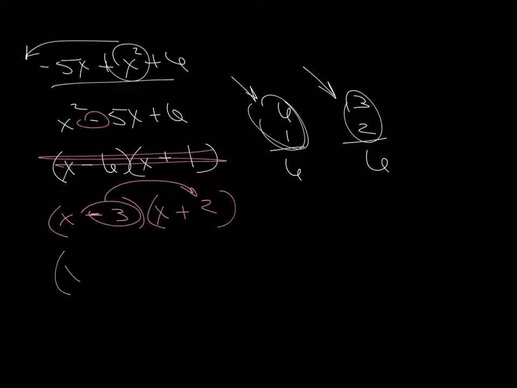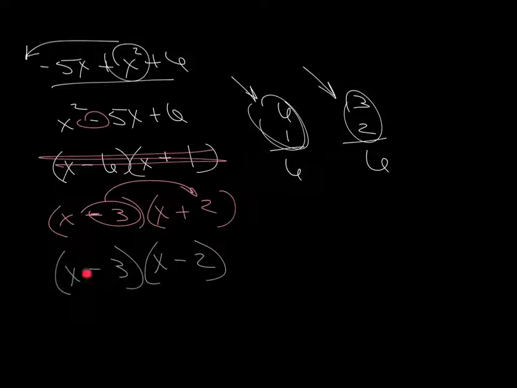So let's leave the numbers the same, but change this to a negative 2. Now what happens? Negative 3 times negative 2 is a positive 6. Negative 3 plus a negative 2 is a negative 5. So that one works. So that's how I know that that one's right.